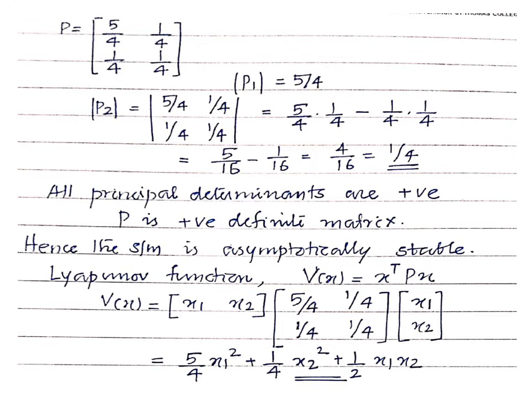And then we have to find the Lyapunov function V of x, and we can write the quadratic form, that is 5 by 4 x1 square plus 1 by 4 x2 square plus 1 by 4 into x1 x2.